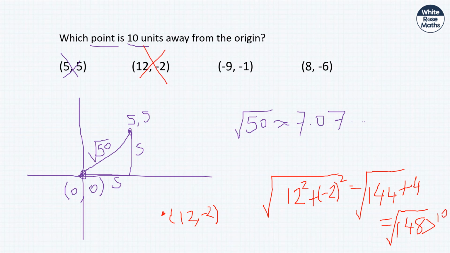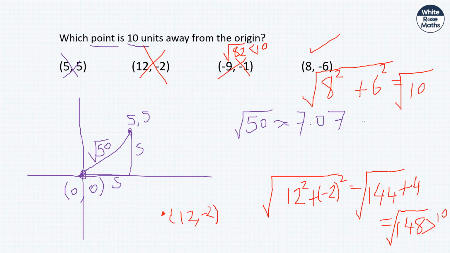Okay, that'll be 81 plus 1. That'll be the square root of 82. That's smaller than 10, so it can't be that one. So it has to be this one. Okay, we'll check it by doing 8 squared plus 6 squared, square rooted. If you simplify that, you will get the answer of the square root of 100, which is 10.